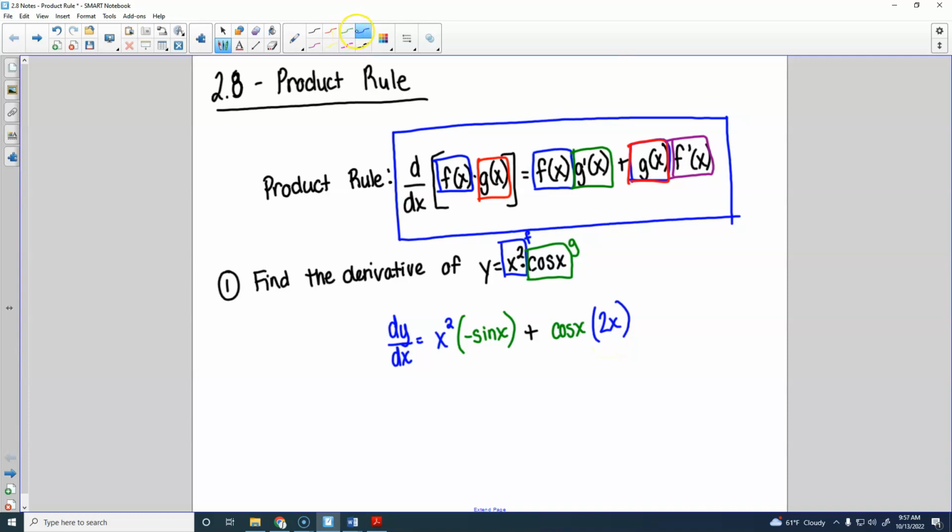Right? And then so if we write this together, that would be negative x squared sine x plus, we usually write this 2x out front, so 2x cosine x. There's not really much you can do with that. You can't really combine anything there, so you just leave this as your answer. Okay, questions?